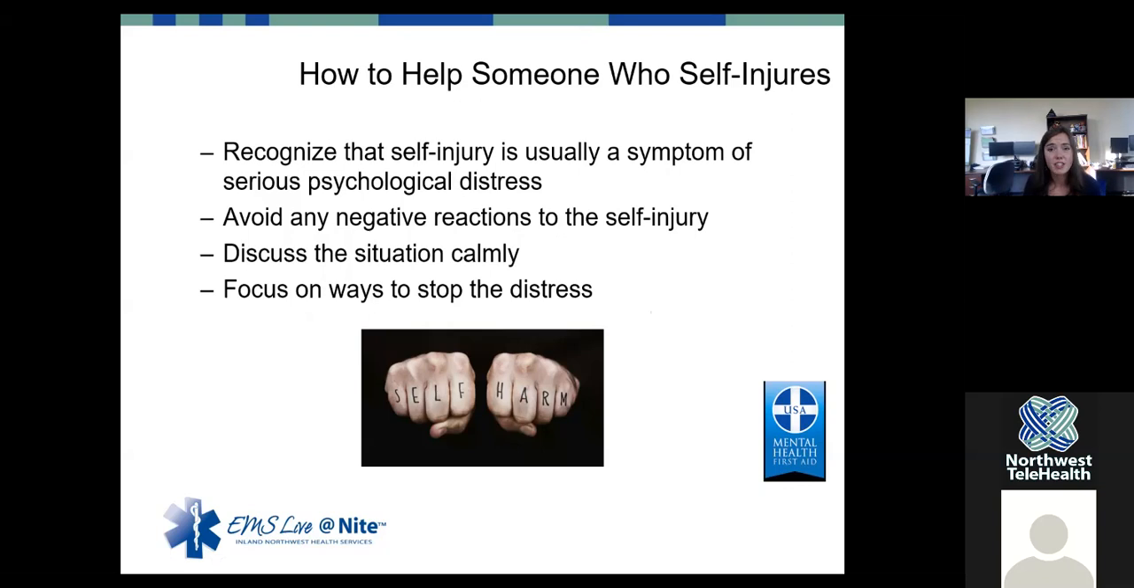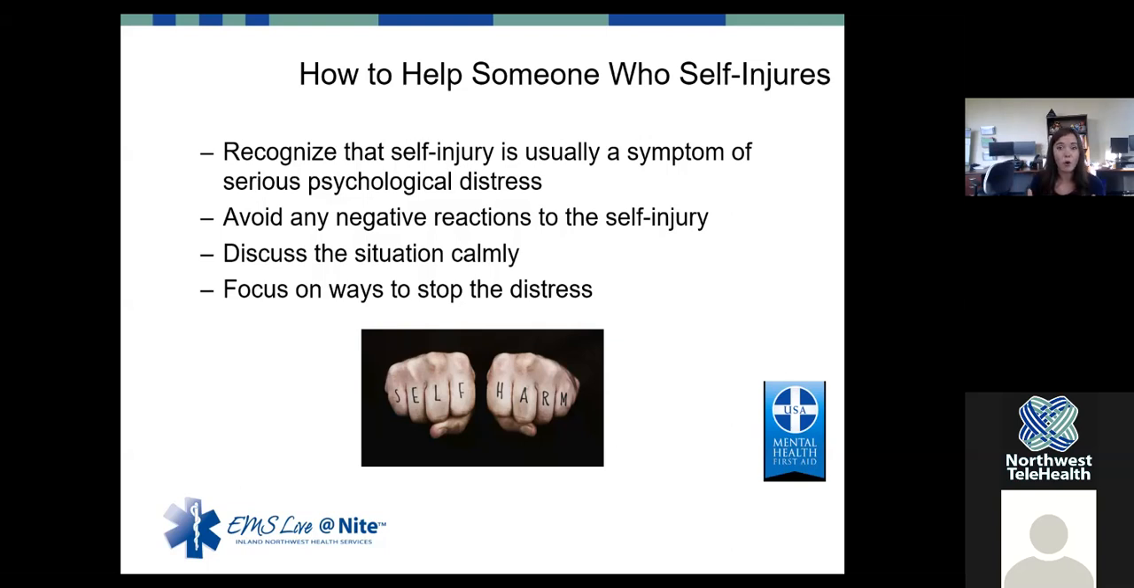Avoid any negative reactions to that self-injury. Again, we don't want them to be in defensive mode. We want to have that trusting, hey, I'm here for you, I'm concerned about you, so that they are more willing to talk about it. And then discuss that situation calmly and focus on ways to stop the distress. Notice I didn't say focus on ways to stop the behavior or the self-harm. The reason is that the reason for the self-harm is that underlying distress.